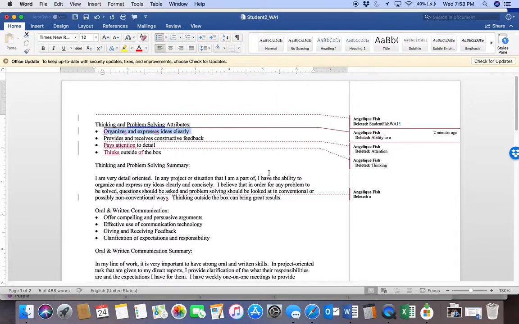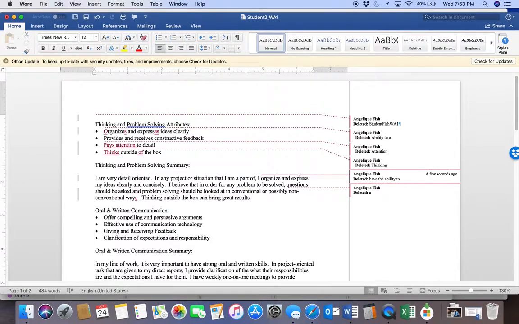So, instead of this, which is kind of wordy, I have the ability to, so I organize and express my ideas concisely. I believe that in order for any problem to be solved, questions should be asked and problem solving should be looked at. And so this is, since we're joining two complete sentences with a comma or a conjunction here, we need a comma with it.